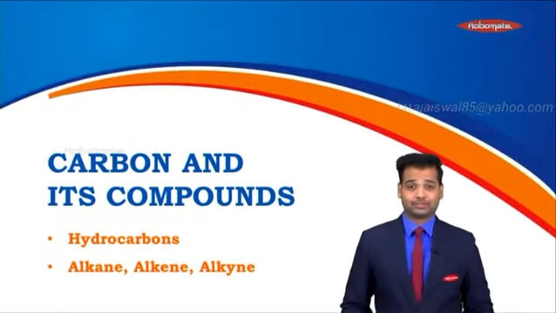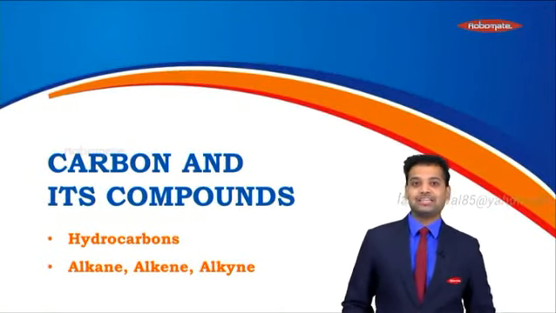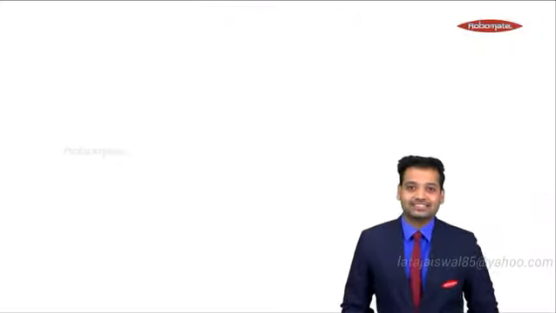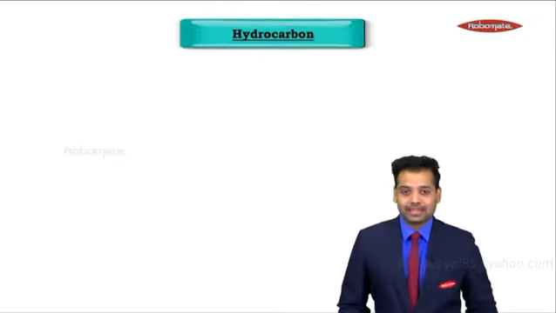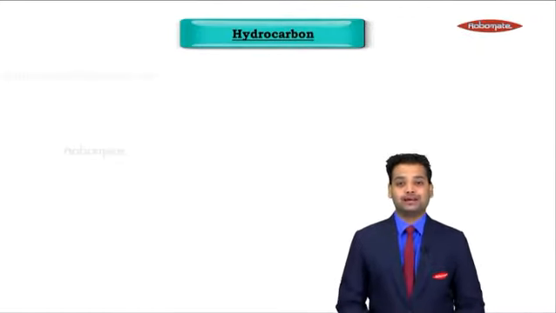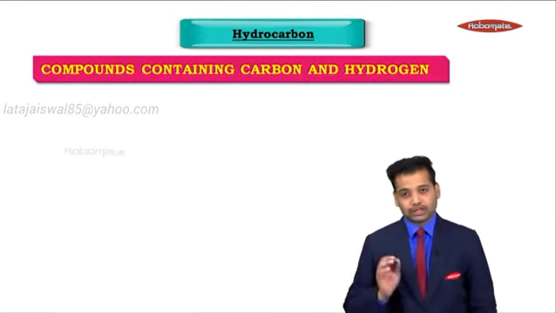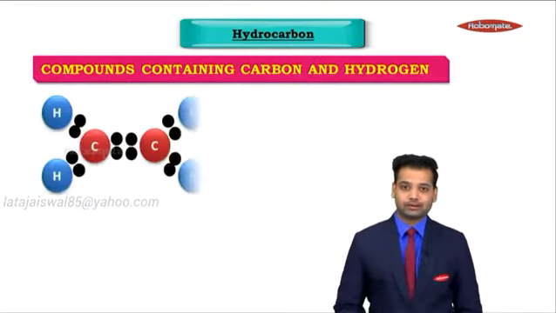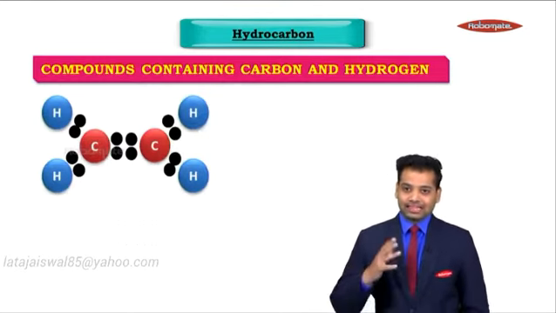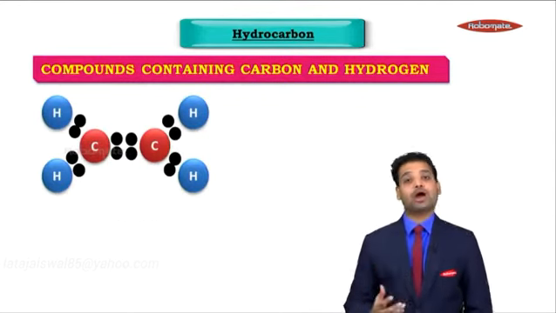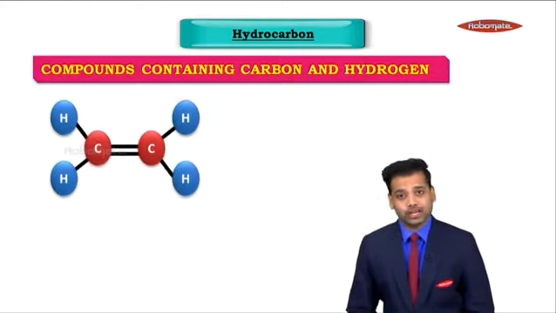What are hydrocarbons? What are alkanes? What are alkenes? What are alkynes? Let's study hydrocarbons. Now basically carbon containing compounds. Now all organic compounds contain carbon and hydrogen. So compounds containing carbon and hydrogen are termed as hydrocarbons. And this is an example of a hydrocarbon, how carbon and hydrogen can be linked to each other.